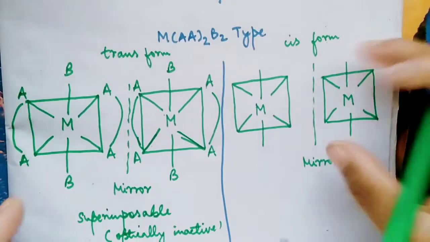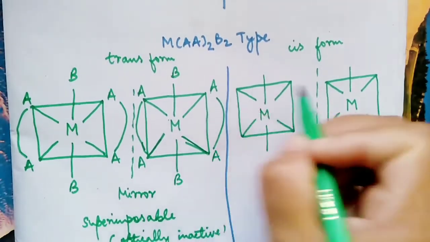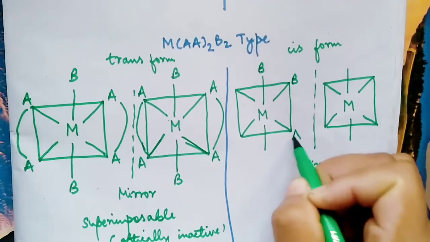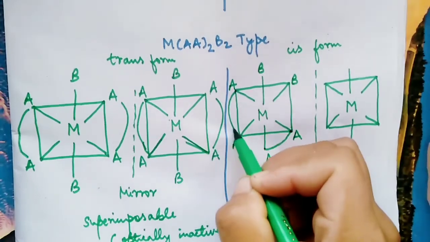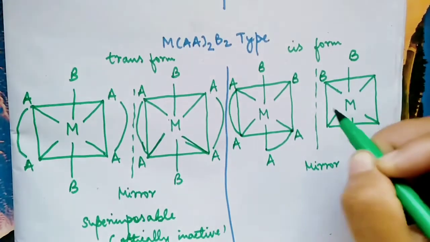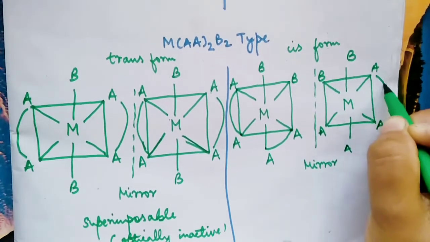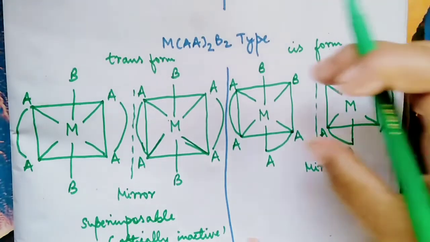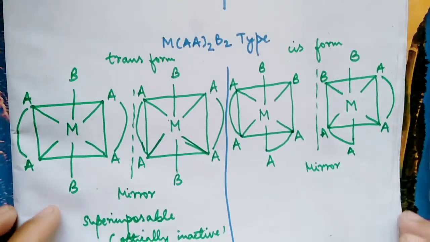And then we also have the cis form of the complexes of this type. In the cis form, similar groups are placed adjacent to each other, BB, and then here we have A, A, A, A. They are adjacent. The mirror image of this one would look like this, B and then B, and then here we have A, A, A, A. This is the mirror image of this one. If you take this one and try to superimpose, it will not be superimposed. So they are non-superimposable.